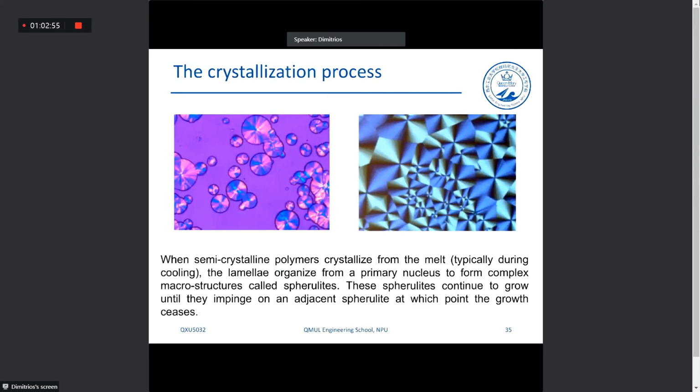Let's take a 10-minute break now, and then we will see what are the structures that are formed during the crystallization process and how we can observe them with a microscope. Okay, 10-minute break, and we will resume with how crystallization takes place.